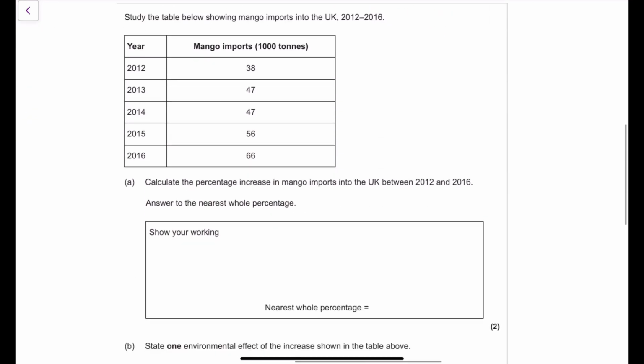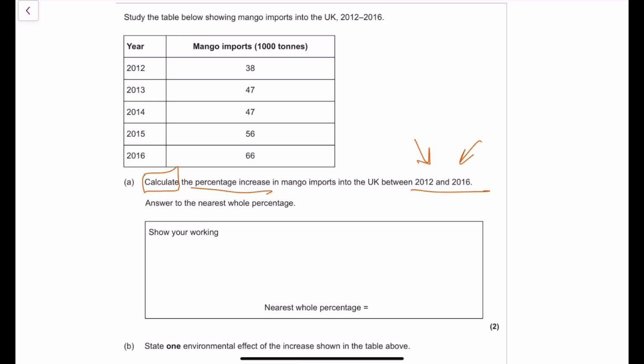All right. Next is percentage increase. You could get asked percentage increase or decrease, but similar, same method occurs. Here we're looking at 2012 and 2016. So the first step, the first thing I'm going to do is find the difference between those two numbers. So 66 minus 38 gives me 28.